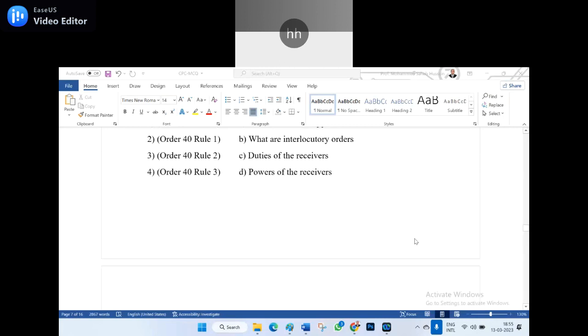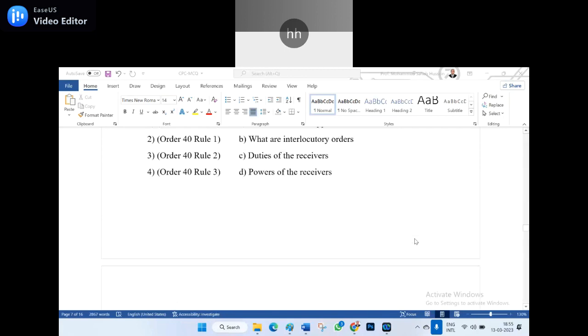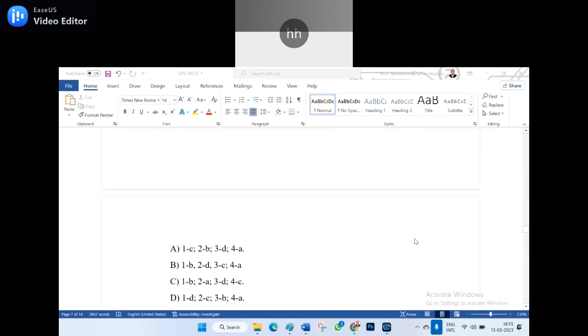Now here I made the options. A, 1C, 2B, 3D, 4A. B, 1B, 2D, 3C, 4A. C, 1B, 2A, 3D, 4C. D, 1D, 2C, 3B, 4A. And here is the match the following, and here the options. Now shoot.